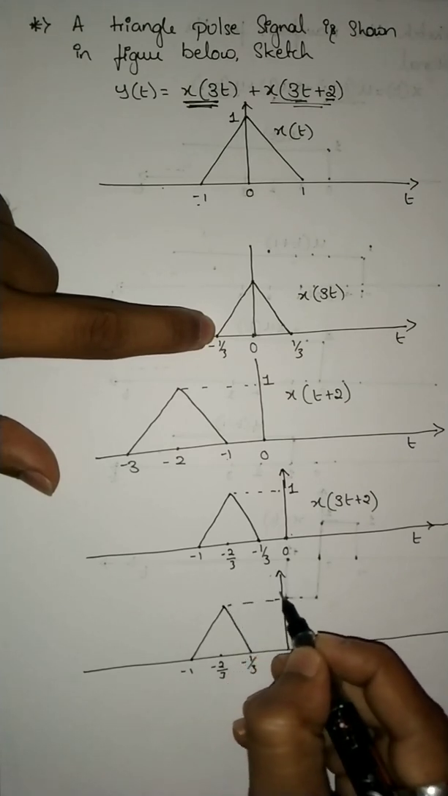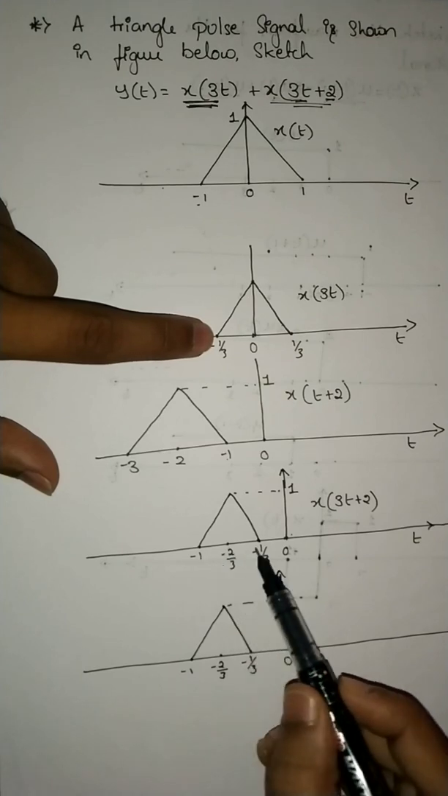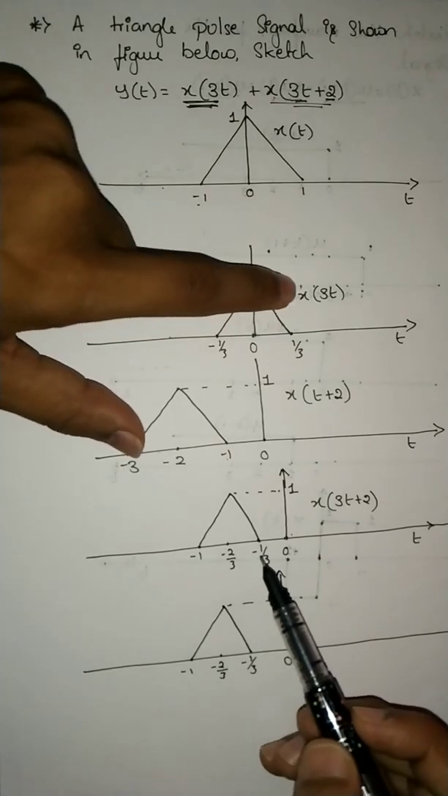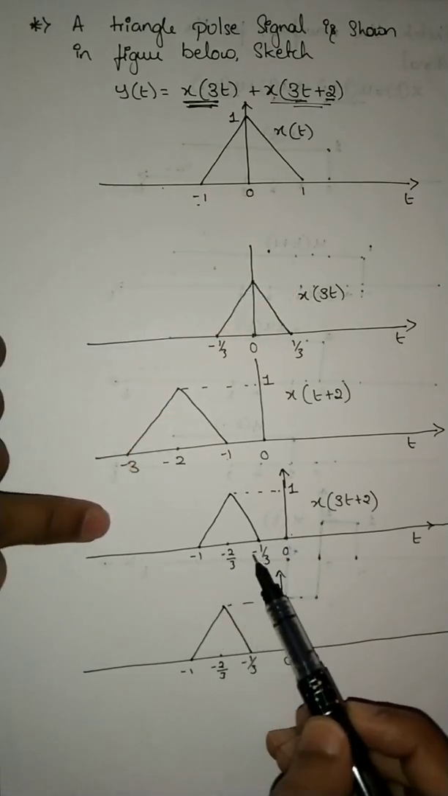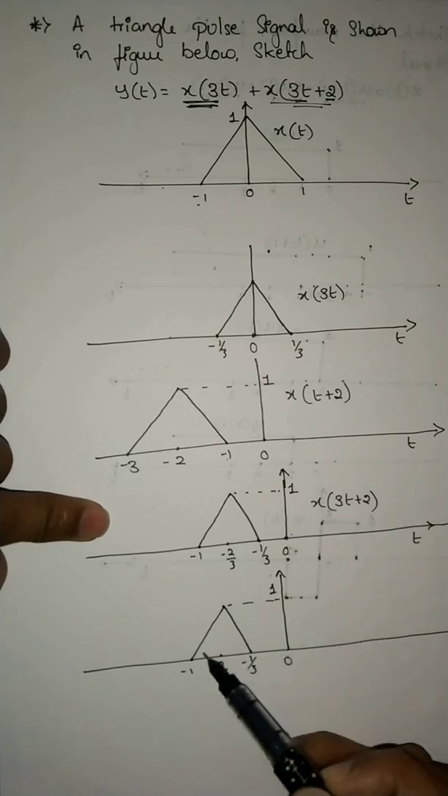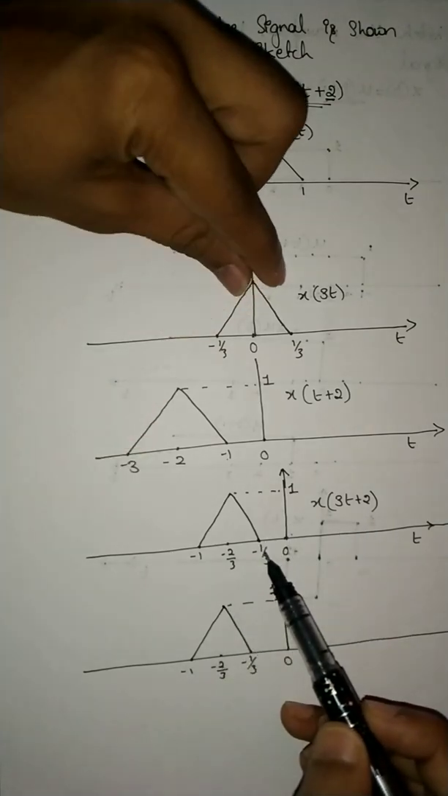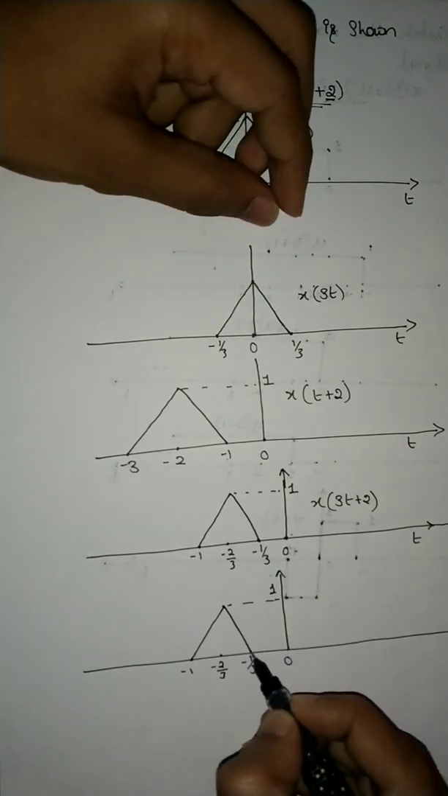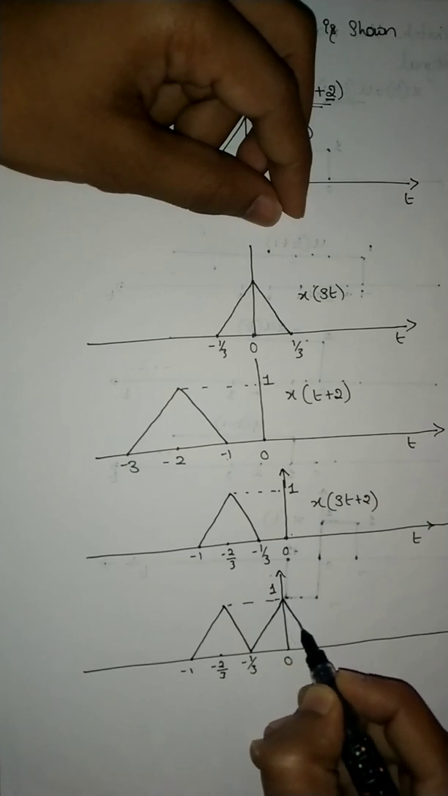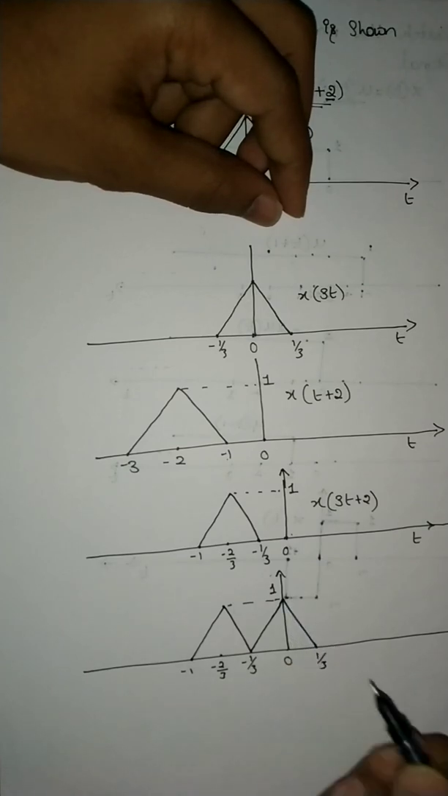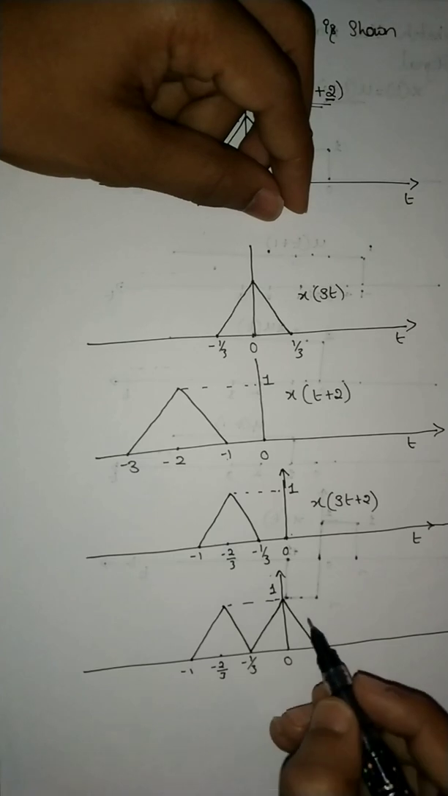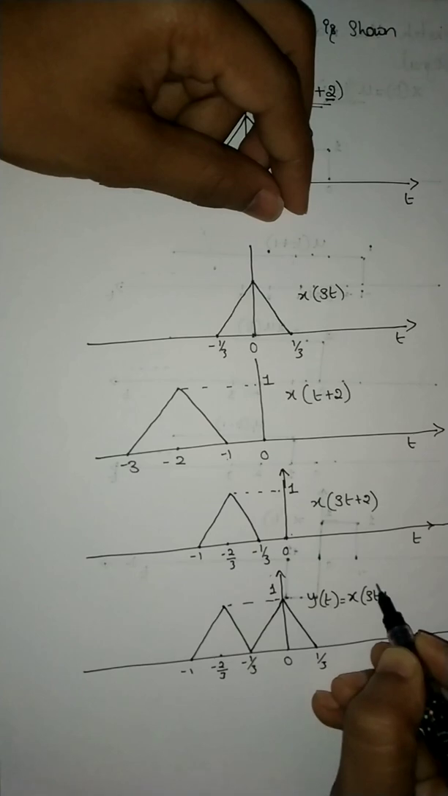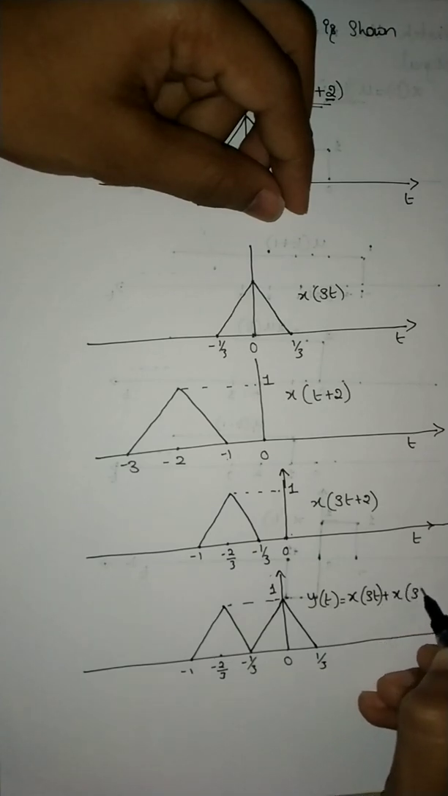Amplitude is 1. And at minus 1 by 3, this signal gets completed. From minus 1 to minus 1 by 3, only x of 3t plus 2 performs. After minus 1 by 3, we are having only x of 3t, and here we are having 0. We need to place this signal from minus 1 by 3 to plus 1 by 3. Amplitude remains same. This is y of t, which is nothing but x of 3t plus x of 3t plus 2.